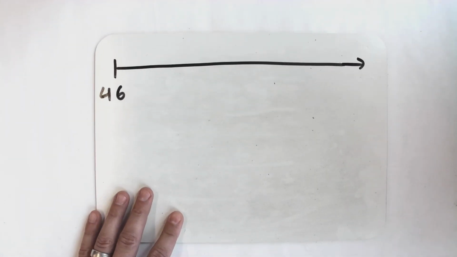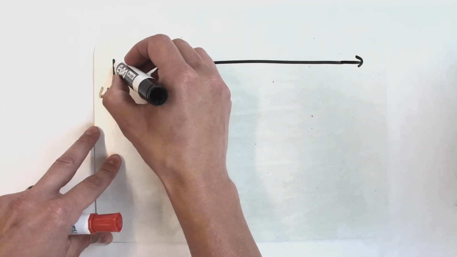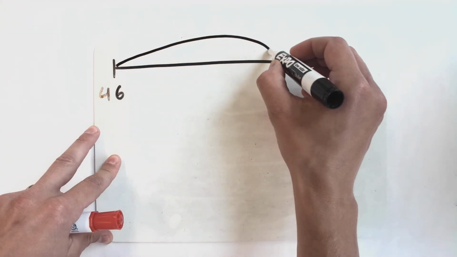Okay. So that's the concrete model, what this would look like with a representational model or number line. All right, so what we did right away, we started at 46, we did one big jump.